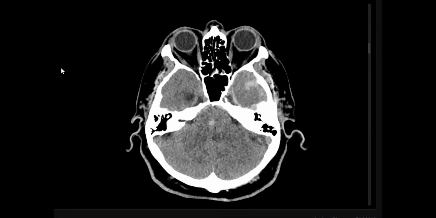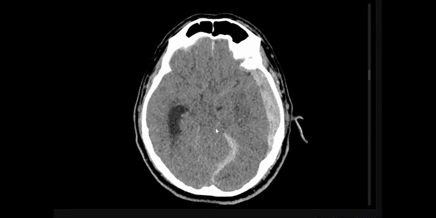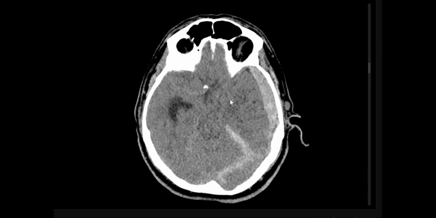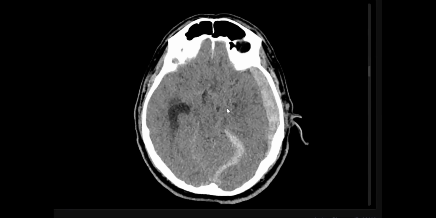Here I can see that there is focal areas of hyperdensity noted within the midbrain, and this could represent Duret hemorrhage. Also, in the same area, I want to see if there is uncal herniation on both sides. What can you see? Maybe on the right, no, but definitely there is no significant uncal herniation.